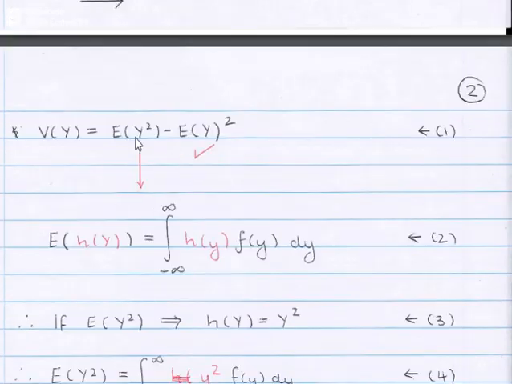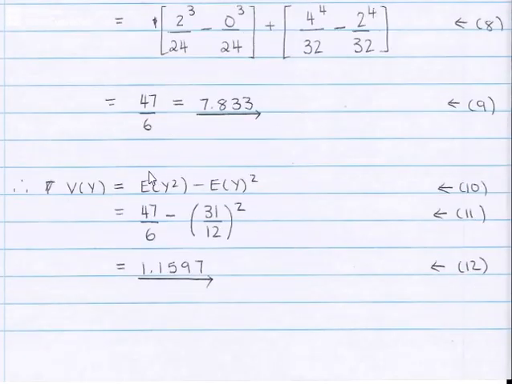Don't forget we asked for the variance. So now we need to just substitute the answers that we got. We end up with 47 over 6 minus 31 over 12 squared, and then this gives you your final answer. So that is how you'd calculate the variance given a PDF or a CDF. It's always going to be the same procedure.